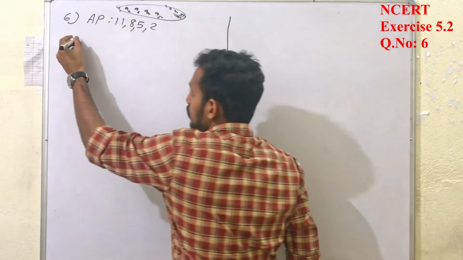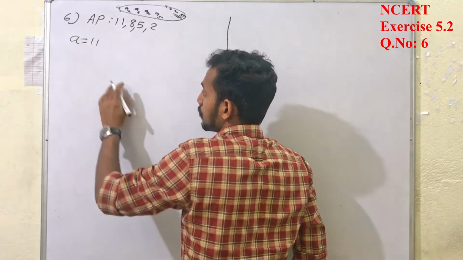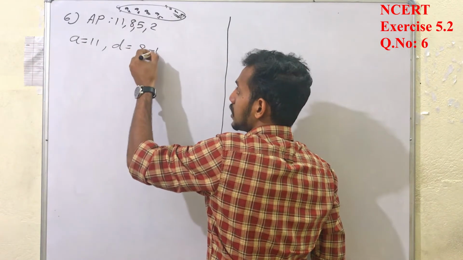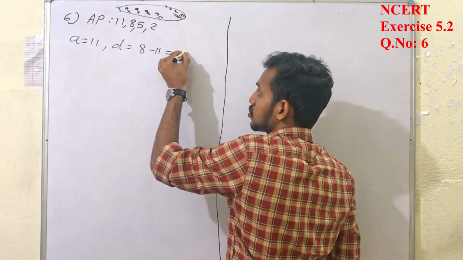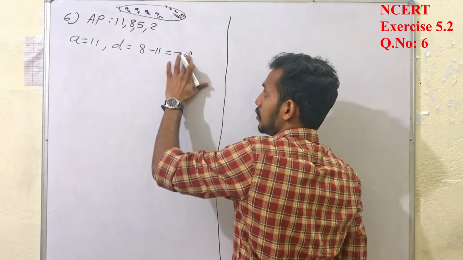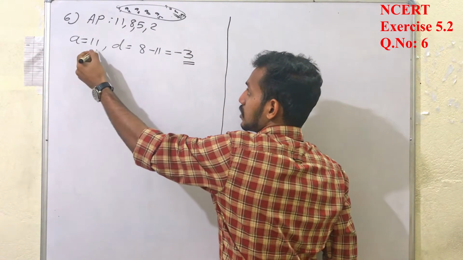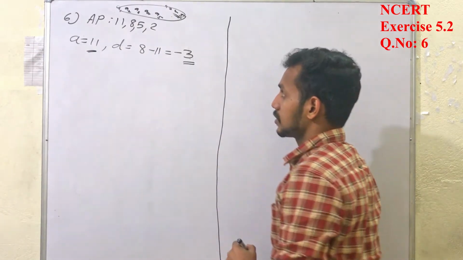So here the first term is 11. And what is the common difference? d is equal to 8 minus 11, which is equal to minus 2. Sorry, minus 3. So now we have got the first term as well as the common difference.